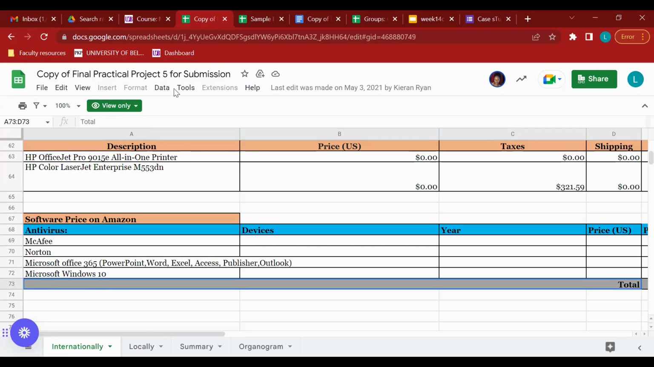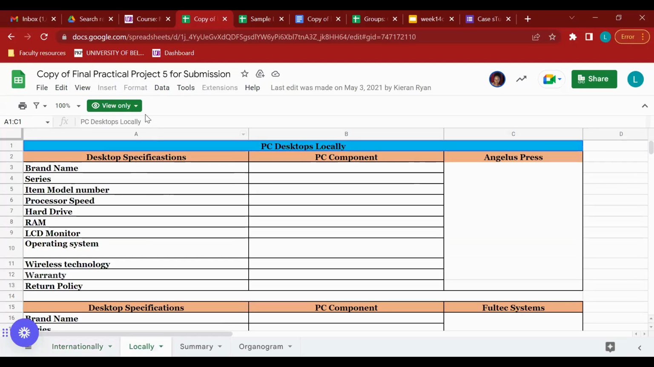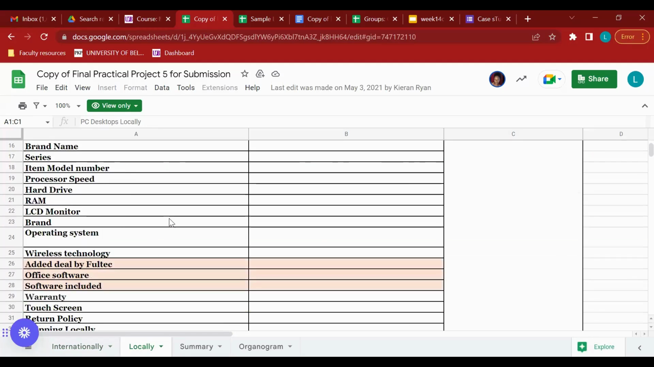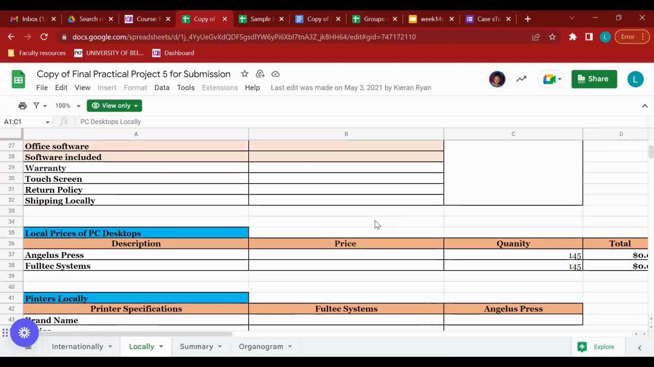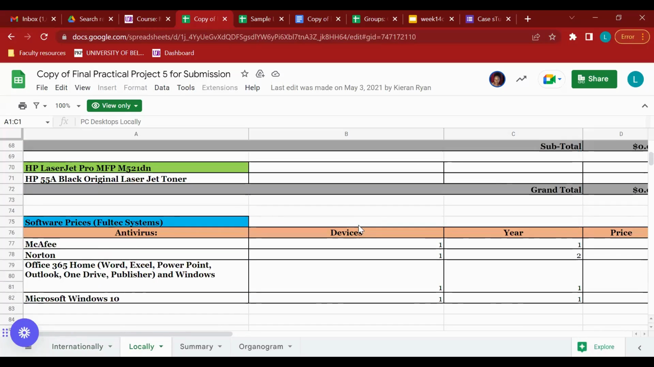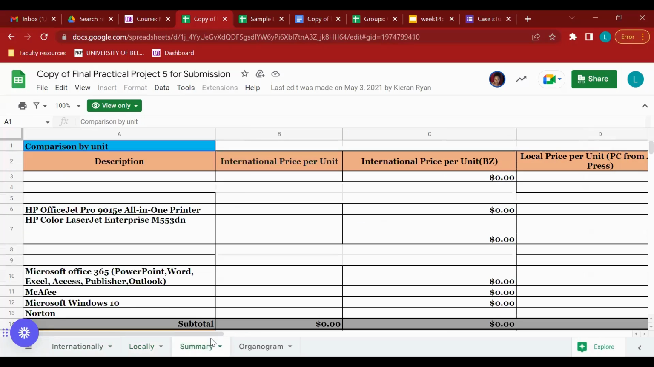Now, this workbook has several sheets. This is the international pricing list. We also have the local price list. And here you can go ahead and put in the relevant information. We also have a summary comparing everything by unit, because again, we want the most cost-effective solution. If we're going to purchase these items, we'd like to see if it's cheaper to purchase it locally or internationally.